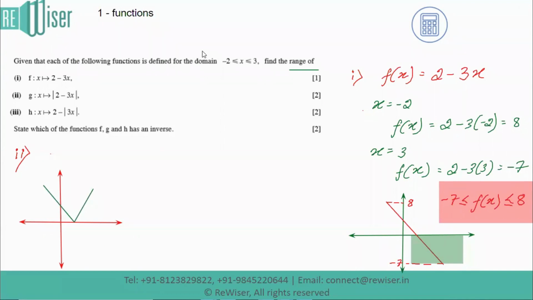So instead of minus 7, we will be having positive 7, and there will never be any y coordinate below 0. That is the reason the range of this function, where g of x equals mod of 2 minus 3x, has to be between 0 to 8 for this given domain.